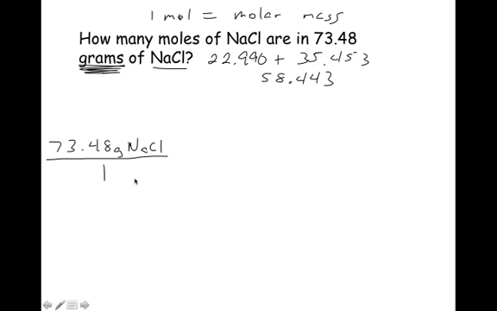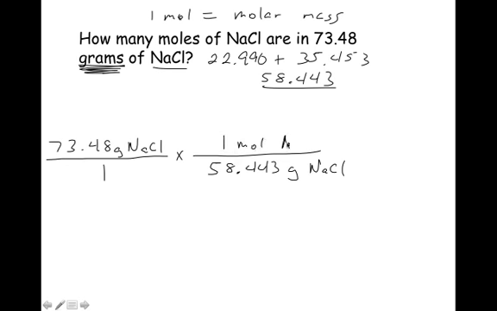Put it over 1. Do your multiply by your fraction bar. We're going to throw our conversion equality in there. We have grams on top, so we'll put grams on bottom. So that's going to be the 58.443 grams NaCl. And we'll put the 1 mole on top. Looking at your units, your grams will cancel your grams, leaving you the moles, which is what you want.